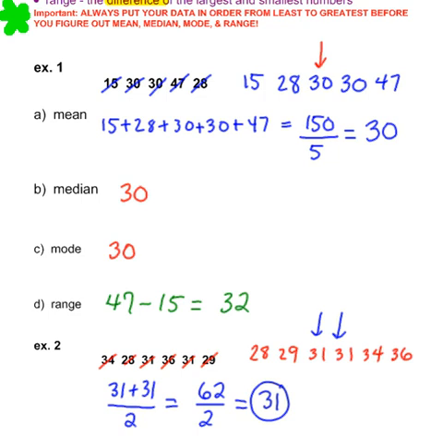So if you have an even number in your data set, you're going to have to add your 2 middle numbers and then divide by 2 to get the real median.